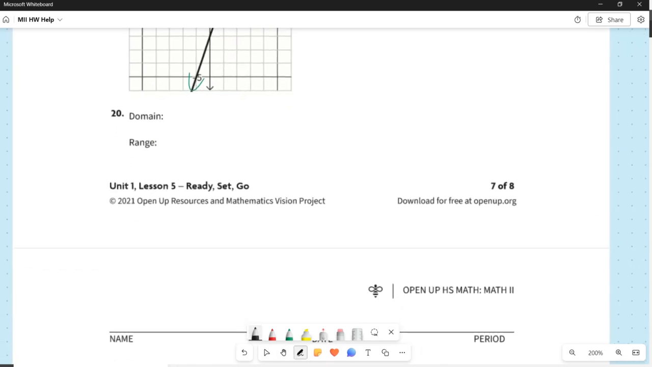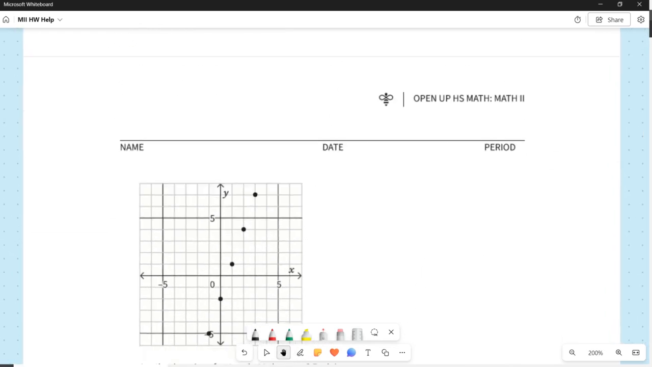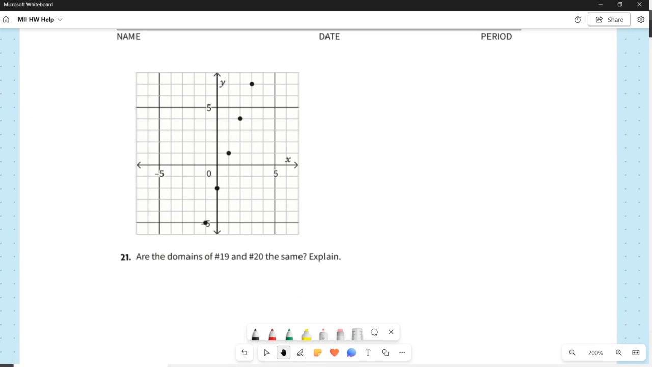Number 20, we're not going to write things here. We're going to write them on the next page. So this is 20. I'll just write it this time. Domain and range. Okay. There we go. So domain and range.